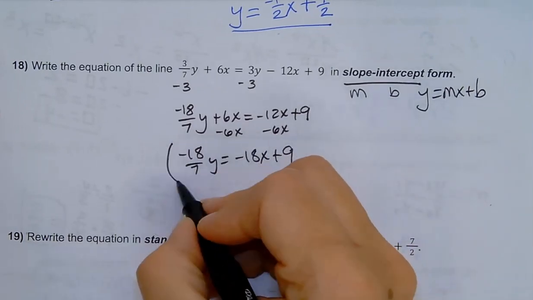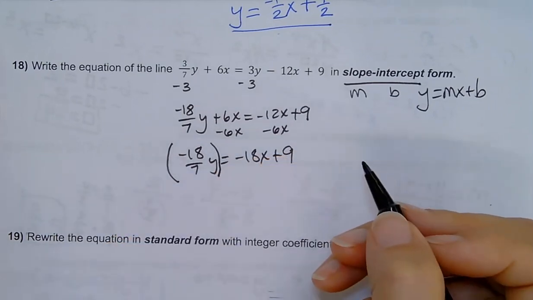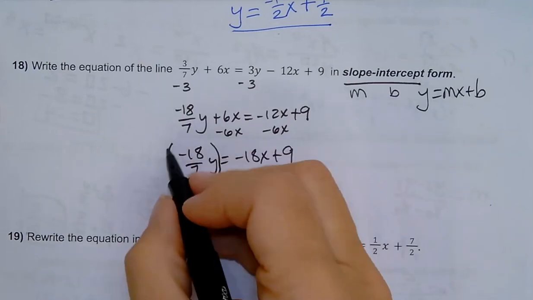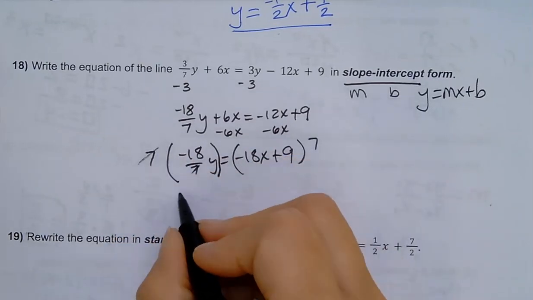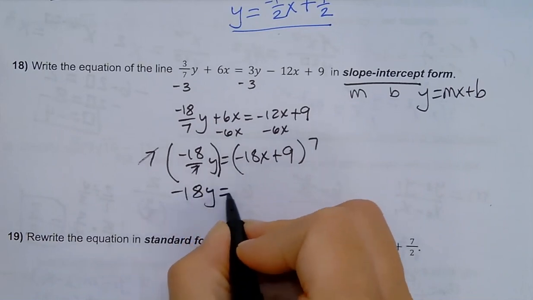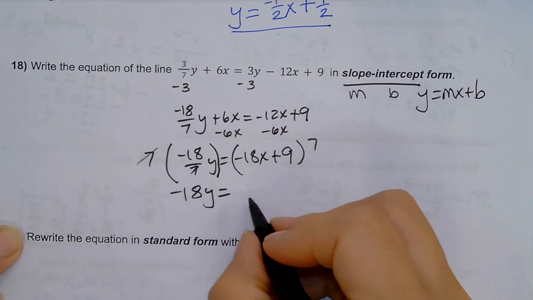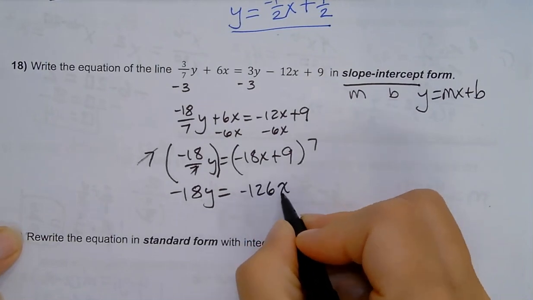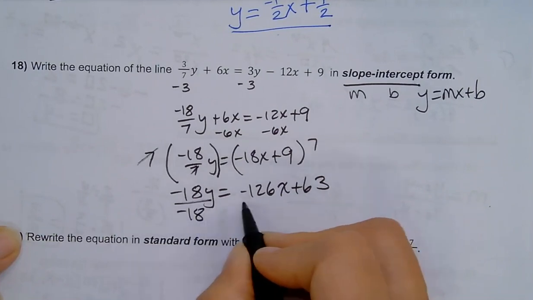So I'm going to multiply everything. Maybe I'll multiply everything times 7 first. Everything gets multiplied by 7. So I have negative 18y equals, well, let's do some quick math on a calculator, negative 126x plus 63. And now we're going to divide every single term by negative 18.